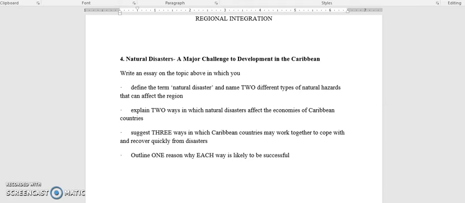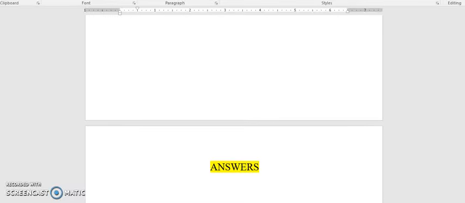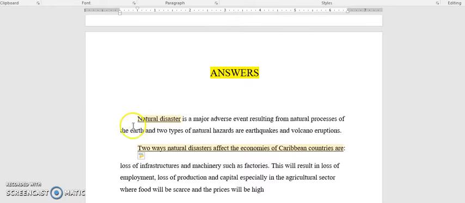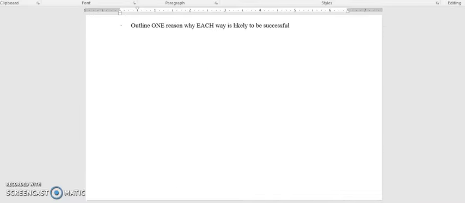Let us go down to my answer and see what I have written. This is my first paragraph. Natural disaster is a major adverse event resulting from natural processes of the earth, and two types of natural hazards are earthquakes and volcano eruptions. So we are all correct. If you notice, this is my first paragraph. So my first question, I wrote it down in the form of a paragraph. I will not write anything else here. All right, so let us look at the other question.